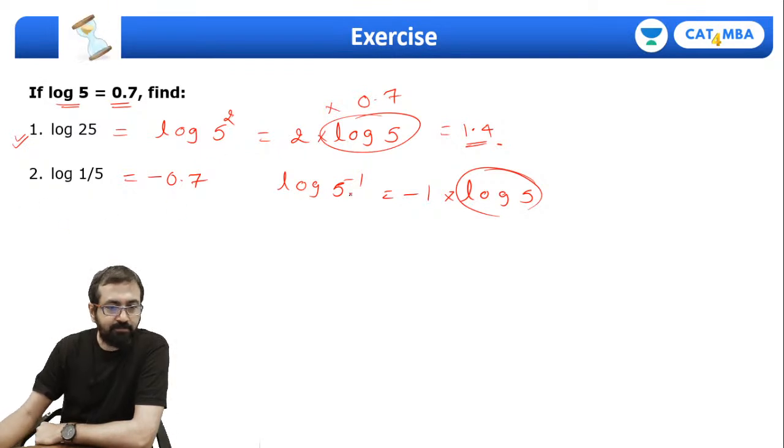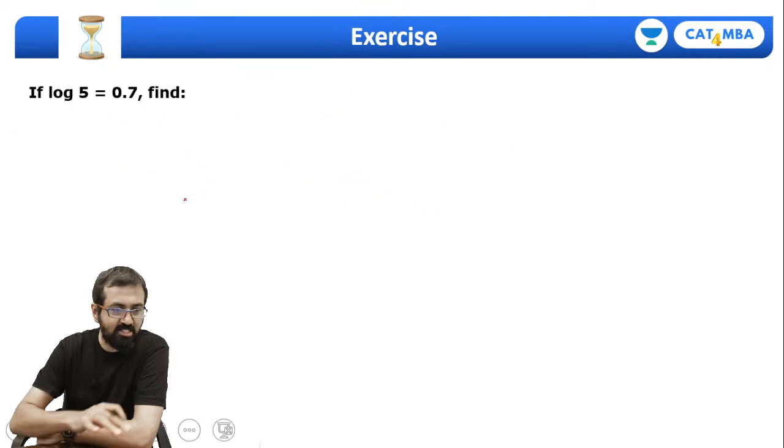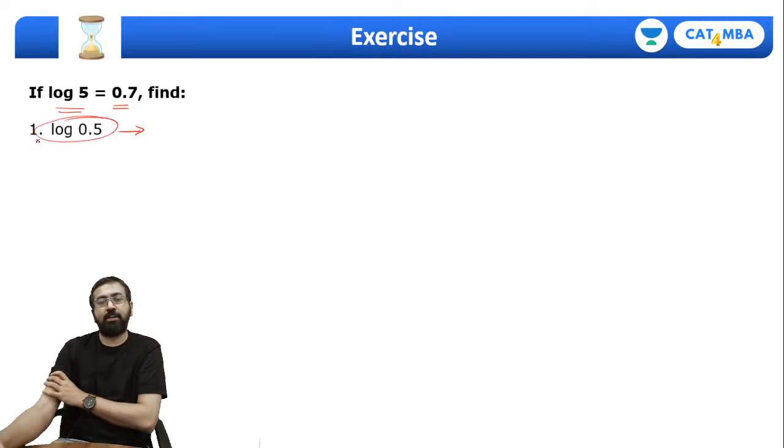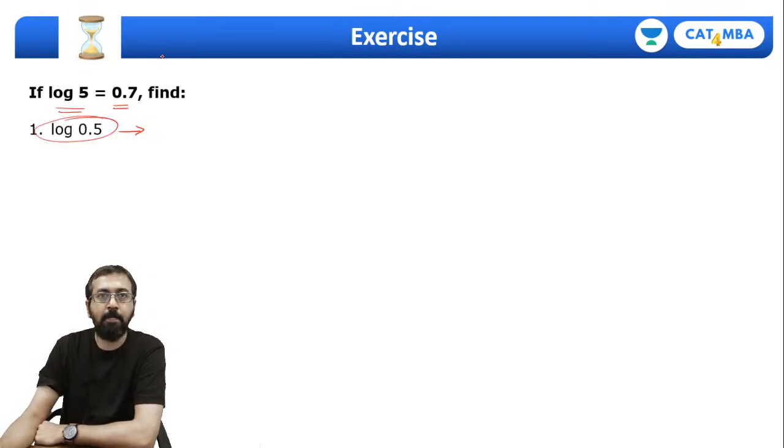Yeah. So all of you should have got this answer. It's minus 0.7. Let's take one more question, everyone. Log of 0.5. What is log of 0.5? If log of 5 is 0.7, so what will be log of 0.5? Can you tell me quickly? Now here you will have to scratch your brains, guys. It's not going to be that simple.